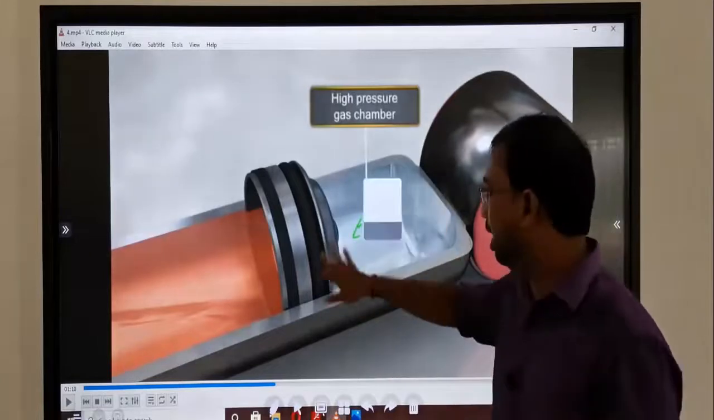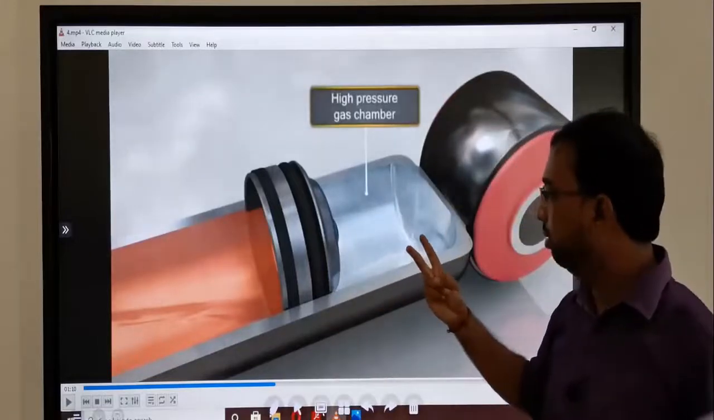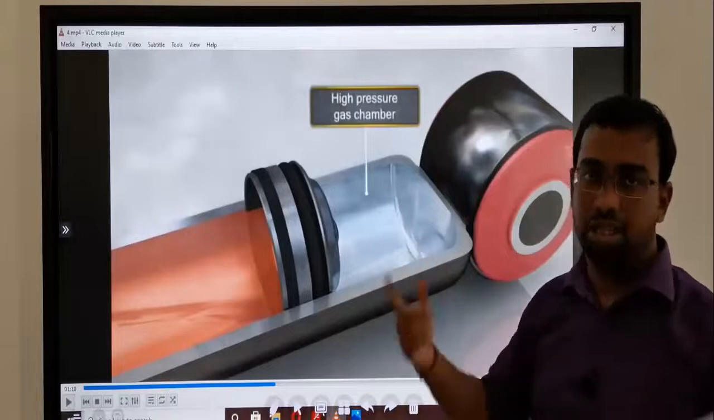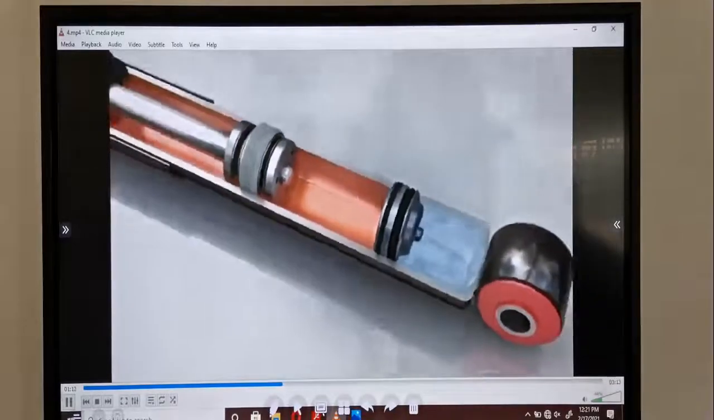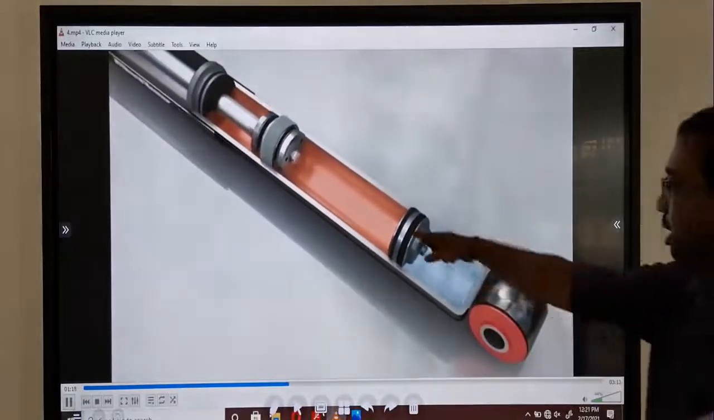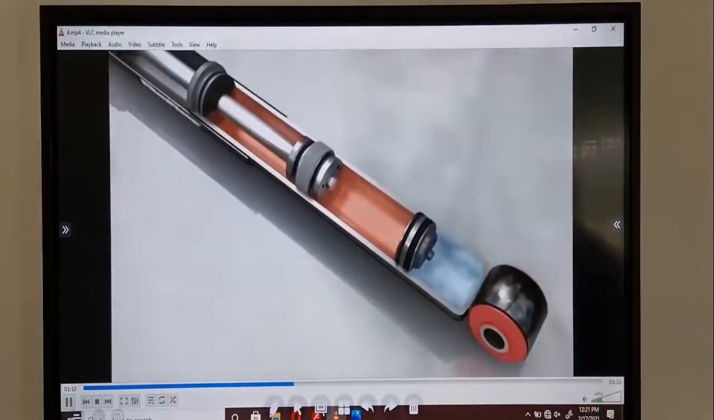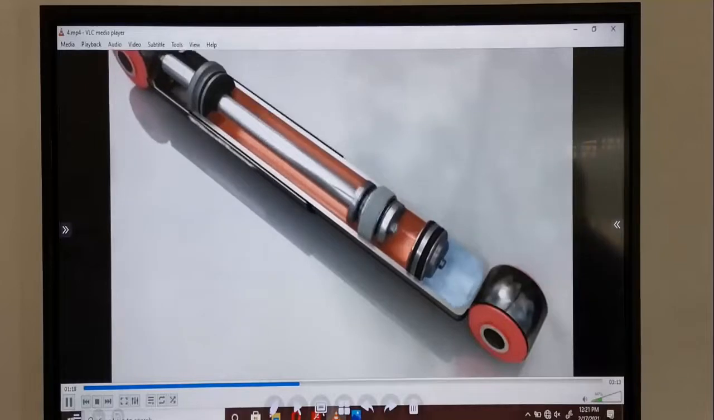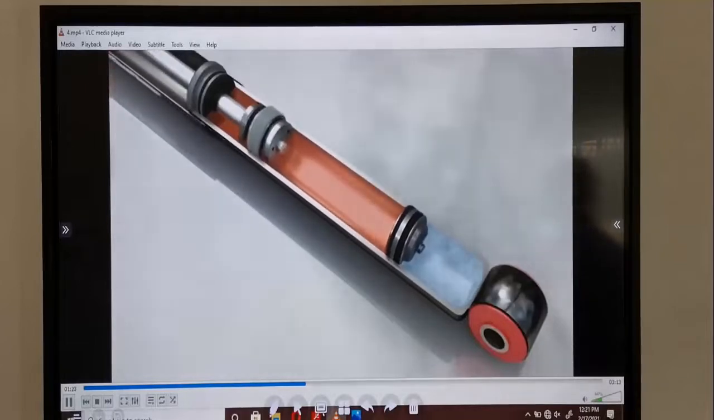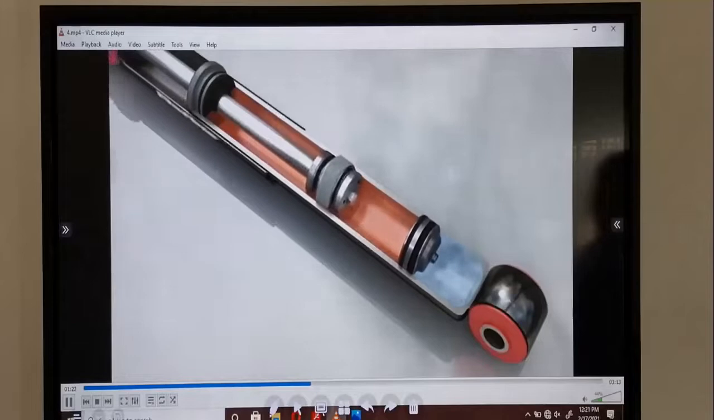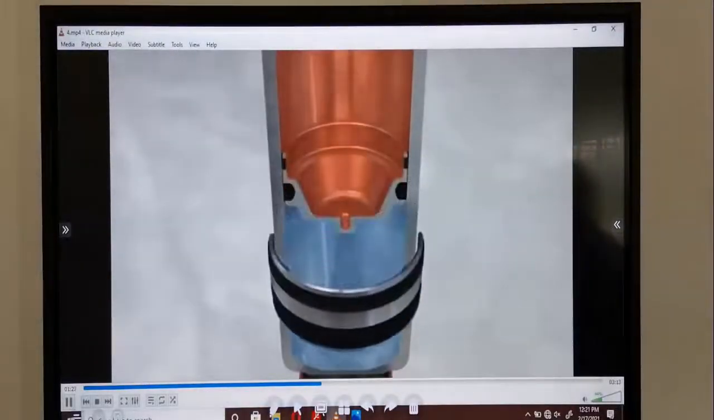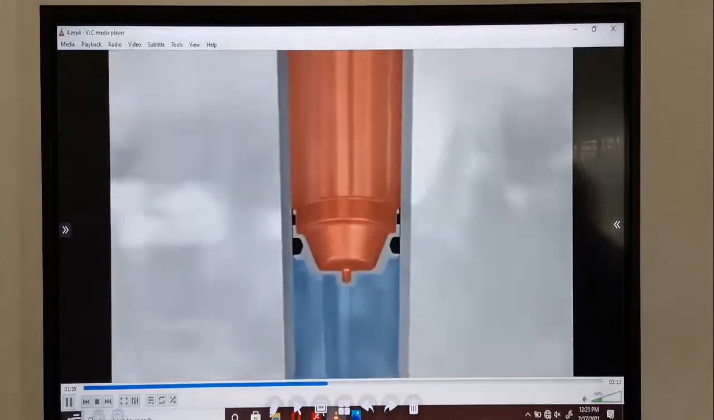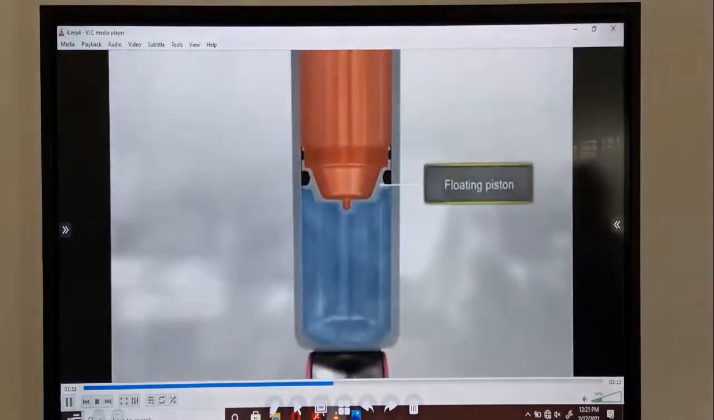Okay, so there are two types of process. One is gas and another is hydraulic oil. So this is gas and that is hydraulic oil. You can see clearly. This is a floating piston.